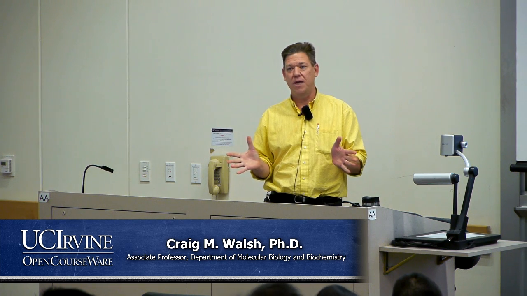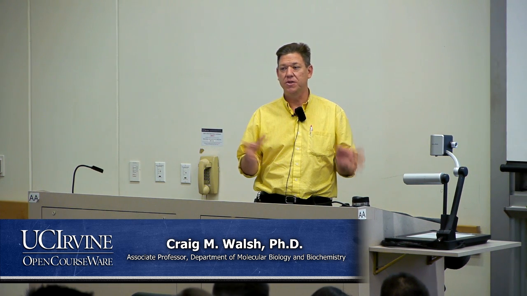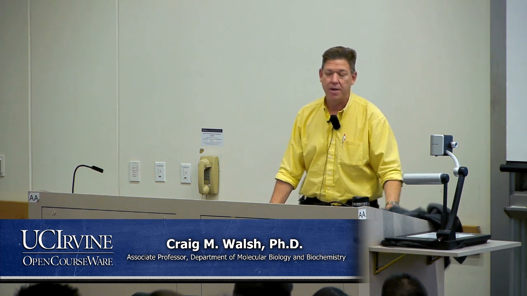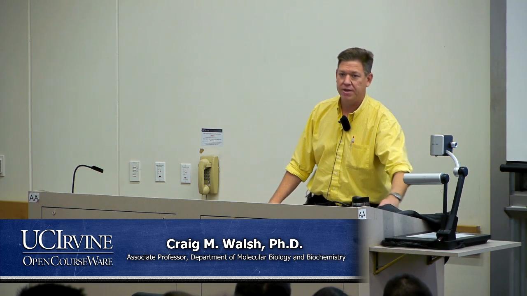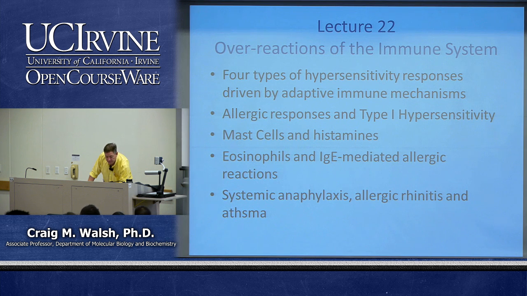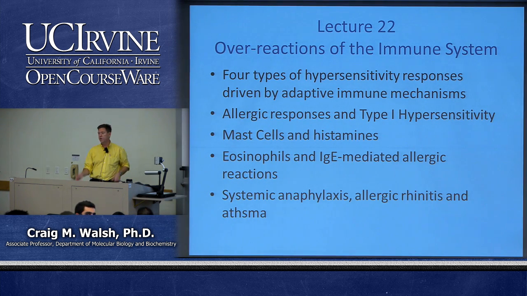So the last couple of times we've been talking about examples of where the immune system is depressed. And so we spent some time talking about microbial mechanisms that basically try to dampen the immune response such that the immune system will not eliminate those pathogens.